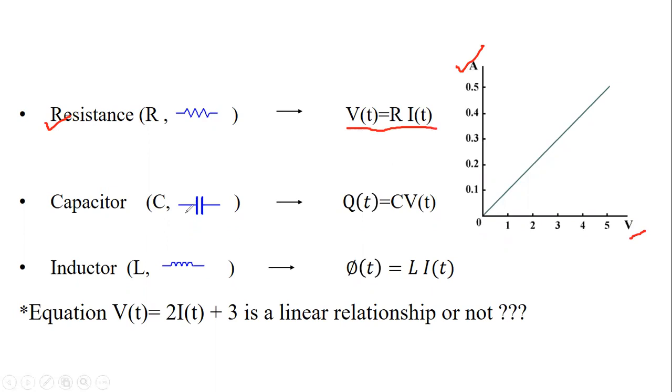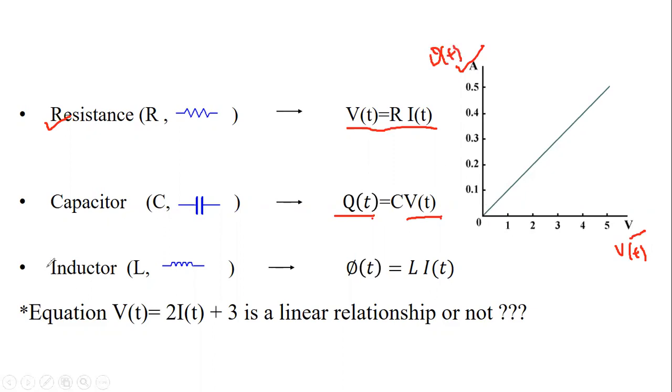In the case of a capacitor, the basic capacitor equation is that it always stores charge whenever a potential difference is applied across it. So q(t) equal to C v(t), this is a linear equation. If we draw the plot for the capacitor, on the x-axis is v(t) and on the y-axis is the charge q(t). So the capacitor is again a linear element.